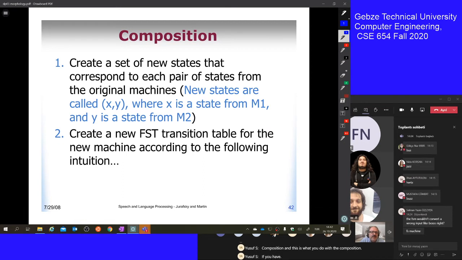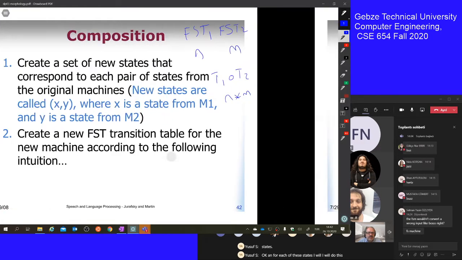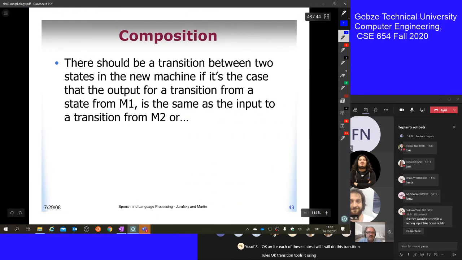If you have two finite state transducers or automata, doesn't matter, create a new set of states that correspond to each pair of states. So if my finite state transducer 1 has n states, and my finite state transducer 2 has m states, then my new composition, transducer 1 composed with transducer 2, will have n times m states. And for each of these states I will define transition rules, using some kind of a rule set. There should be a transition between two states in the new machine if the output of a transition from M1 is the same as the input to the transition in M2. So once the output is the same as the input, then there should be a transition between two new states, etc.